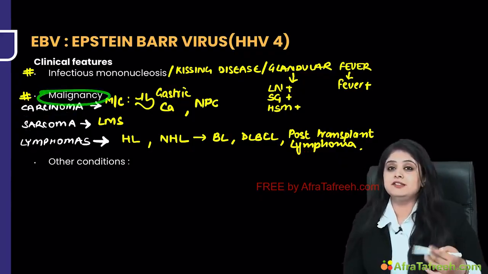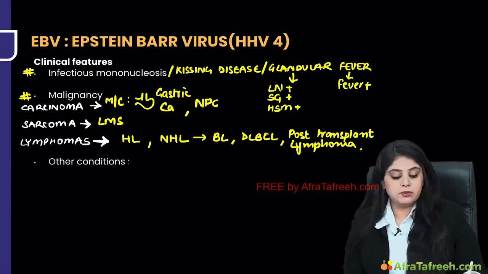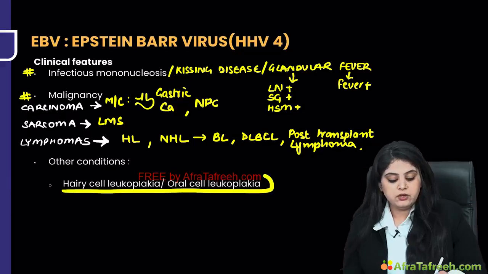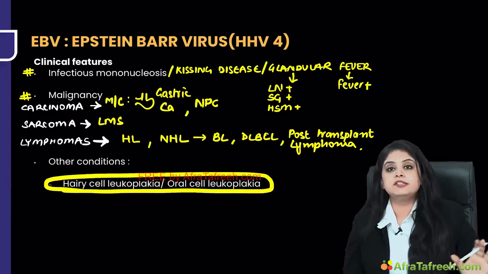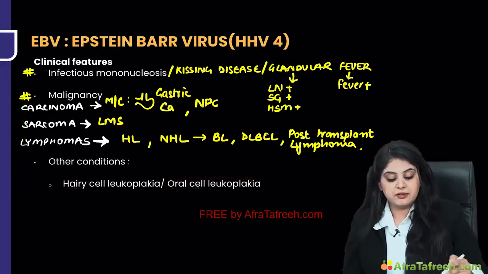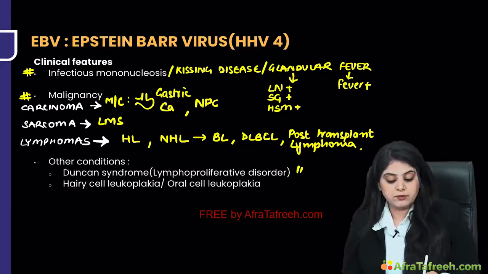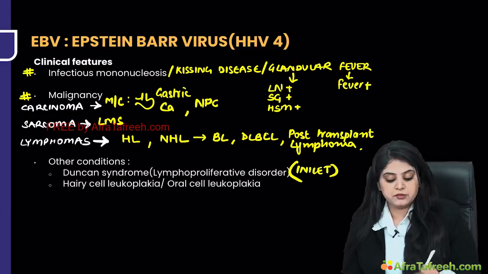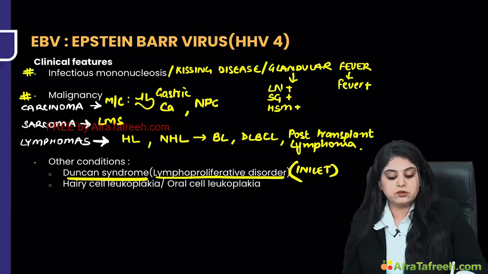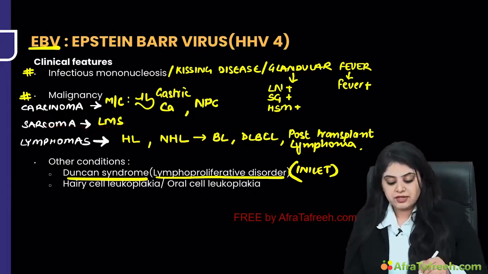But forget malignancies. Other than malignant conditions, does it also cause oral hairy leukoplakia? Yes. So please note, this is famous for causing oral hairy leukoplakia, which is coming under the miscellaneous variety. So there you go. And if you're targeting the INI-CET exam, you would also want to know about Duncan syndrome. Again, I'm telling you something which is important for INI-CET aspirants. Duncan syndrome is a lymphoproliferative syndrome which is also associated with EBV. So that wraps up all of this.